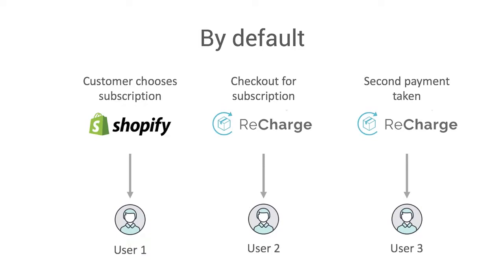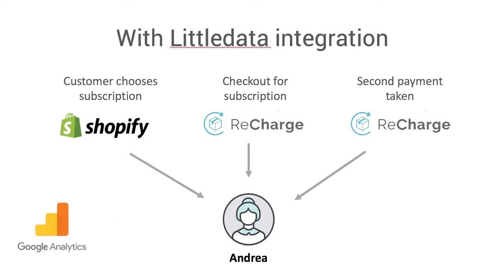And we can do that with the recurring transactions as well. By default, again, these recurring payments are going to be attributed to different users. And that means that you can't link them together and get a lifetime value. What Littledata does is link the second, third, fourth recurring payments all the way back to Andrea so that you can get the true lifetime value.